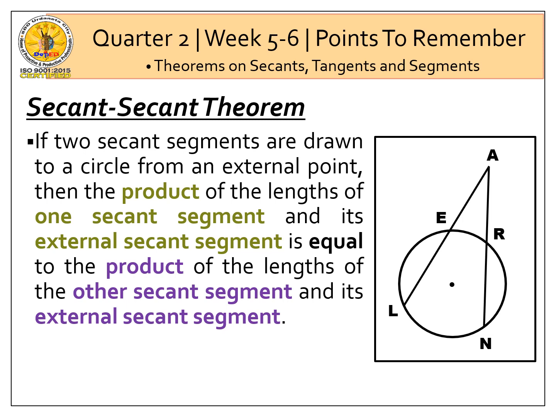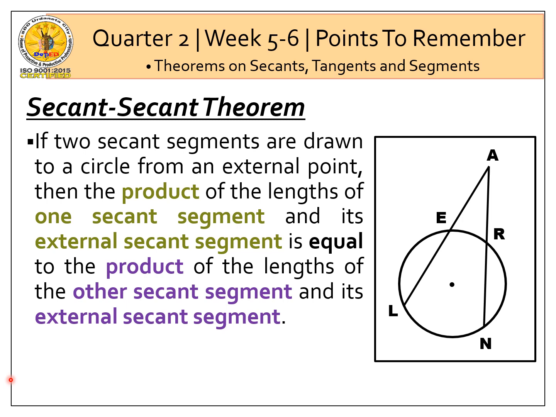The next theorem is the second theorem. If two secant segments are drawn to a circle from an external point, then the product of the lengths of one secant segment and its external secant segment is equal to the product of the lengths of the other secant segment and its external secant segment.